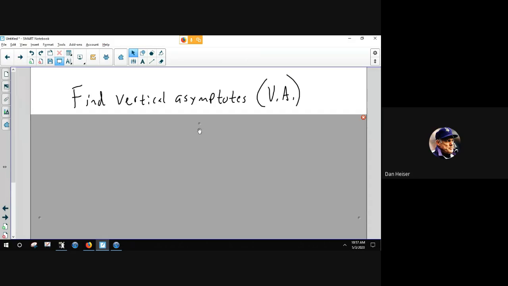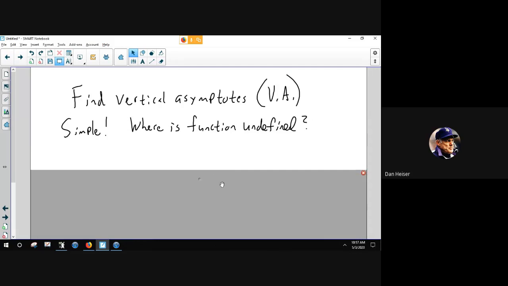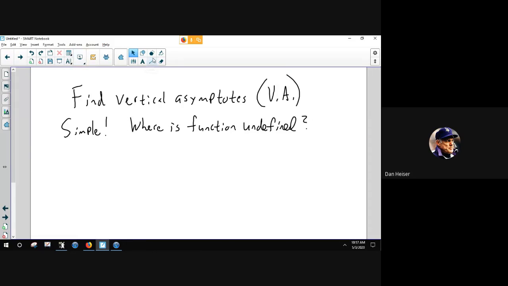Find vertical asymptotes. And it's very simple. You can find where the function is undefined. Congratulations. You found all the vertical asymptotes. So knowing what value makes a function fail, knowing what value makes a rational function's denominator equal to 0, will give you the values of the vertical asymptotes.